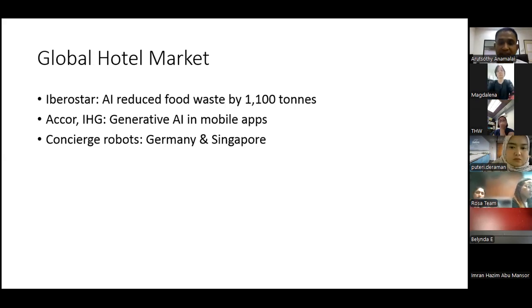So they are doing it in terms of AI in hotels, and pretty much generative AI in the mobile apps. We need to say that it is more personalized, client-based, in touch with the client via the mobile apps. And then they do have robots in Germany and Singapore, using concierge robots. Meaning to say the robots will be like a kiosk. Okay, the kiosk concept, whereby the kiosks will be coming in to replace the audience over here.